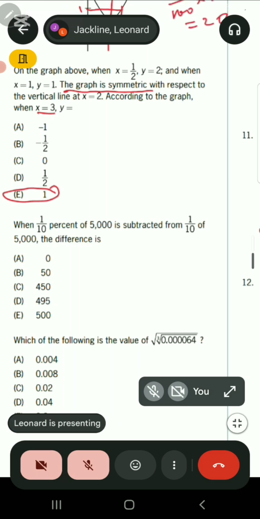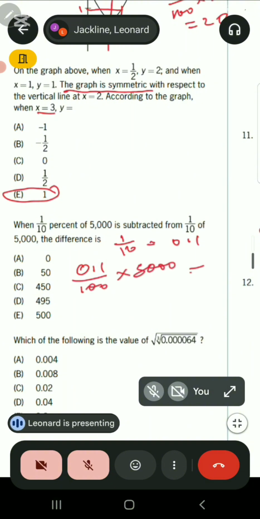In the same way, 1 over 10% of 5,000 will also be 1 over 10 divided by 100 times 5,000. But do you also agree with me that 1 over 10 is 0.1, right? Then this is just 0.1 over 100 times 5,000. If you work this out, this is 0.1 times 50. One decimal place, giving us 5, right?